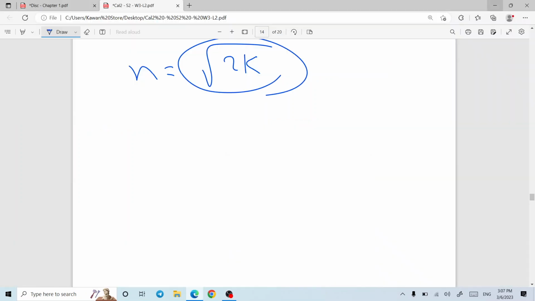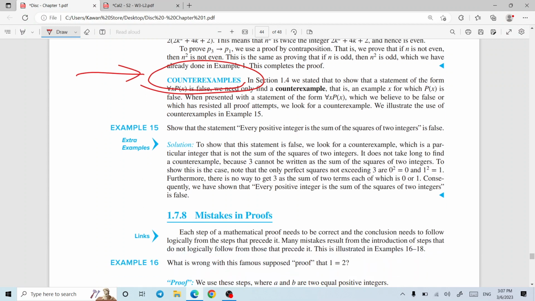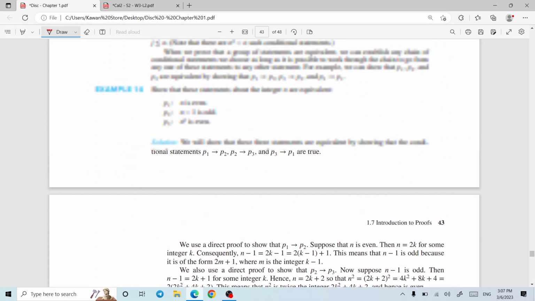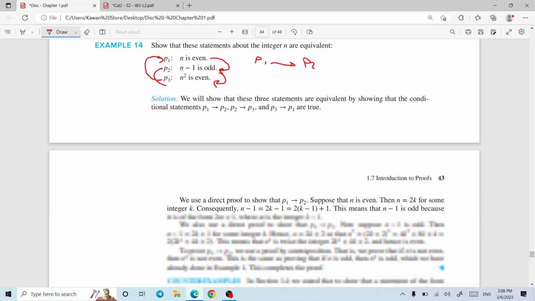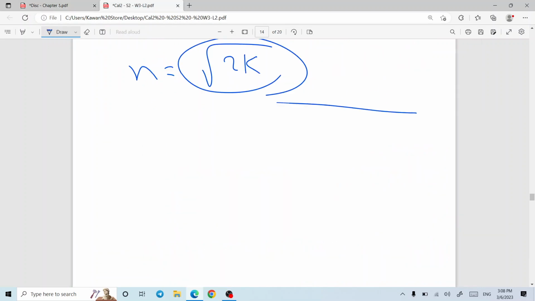So here we are. We see that we have a counterexample. And I told you, a counterexample deals with one example that makes your theorem false. For example, if you can give me an example that if n is even, then n minus 1 is not odd, give me one example. This theorem is not right.